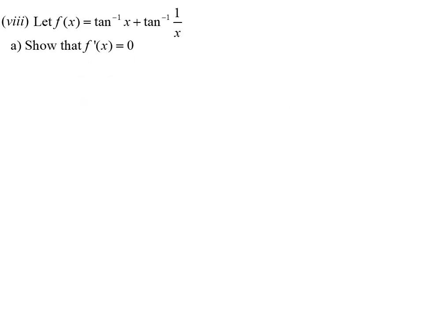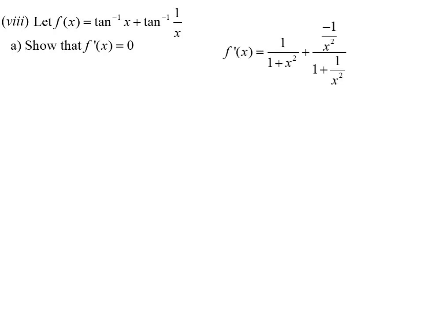Let's look at this one. It's a similar sort of question, but to show you the difference between the two here, because there's different issues happening. So now the function is the inverse tan of x plus the inverse tan of 1 on x. So we'll start it off the same. Show that the derivative is equal to 0.